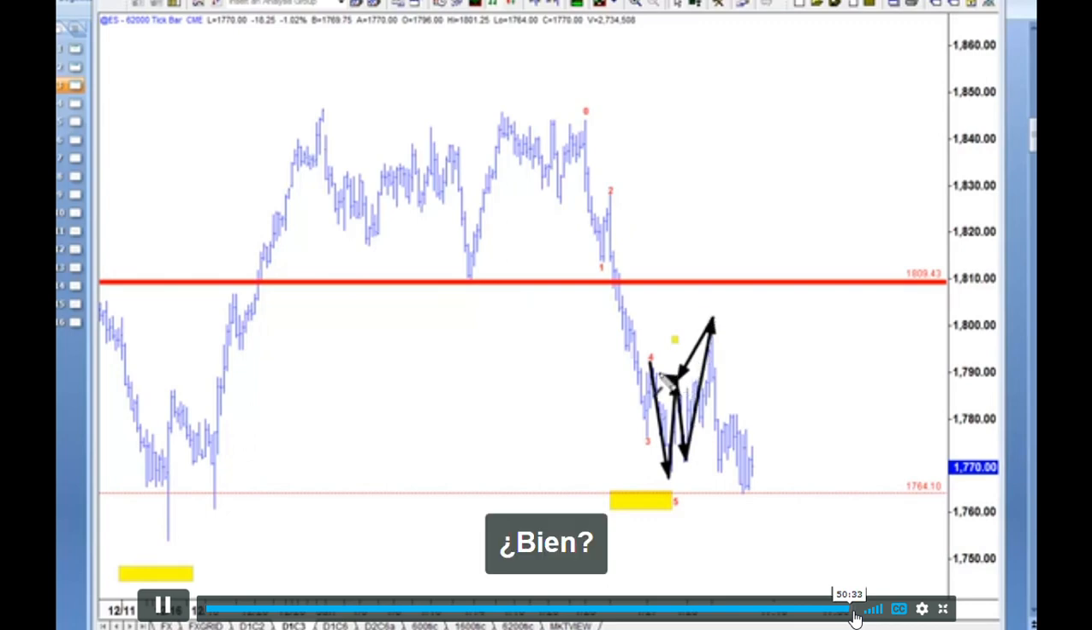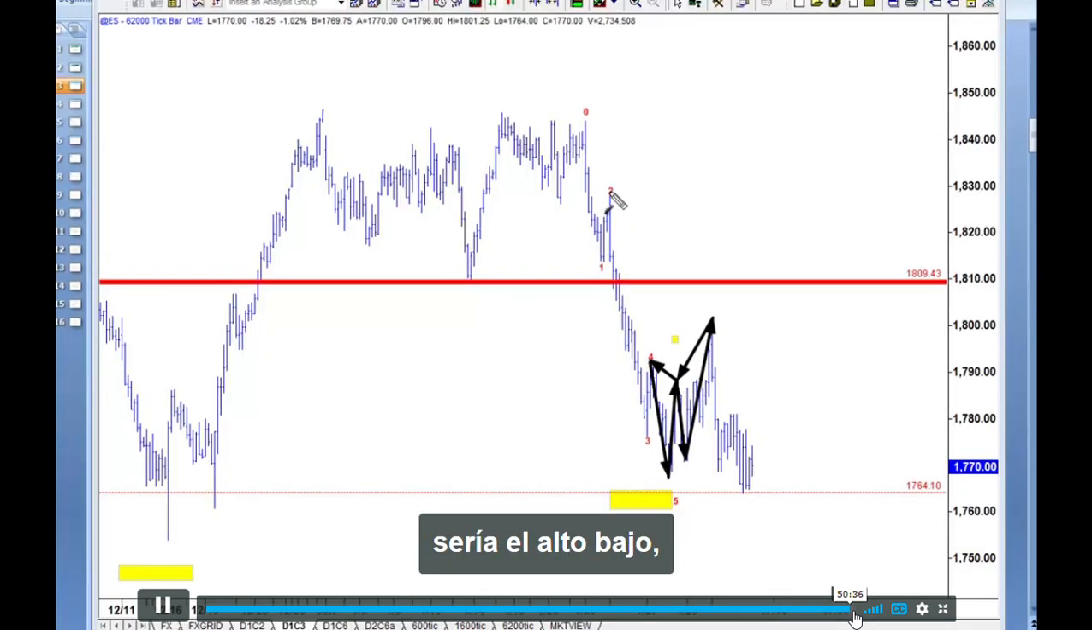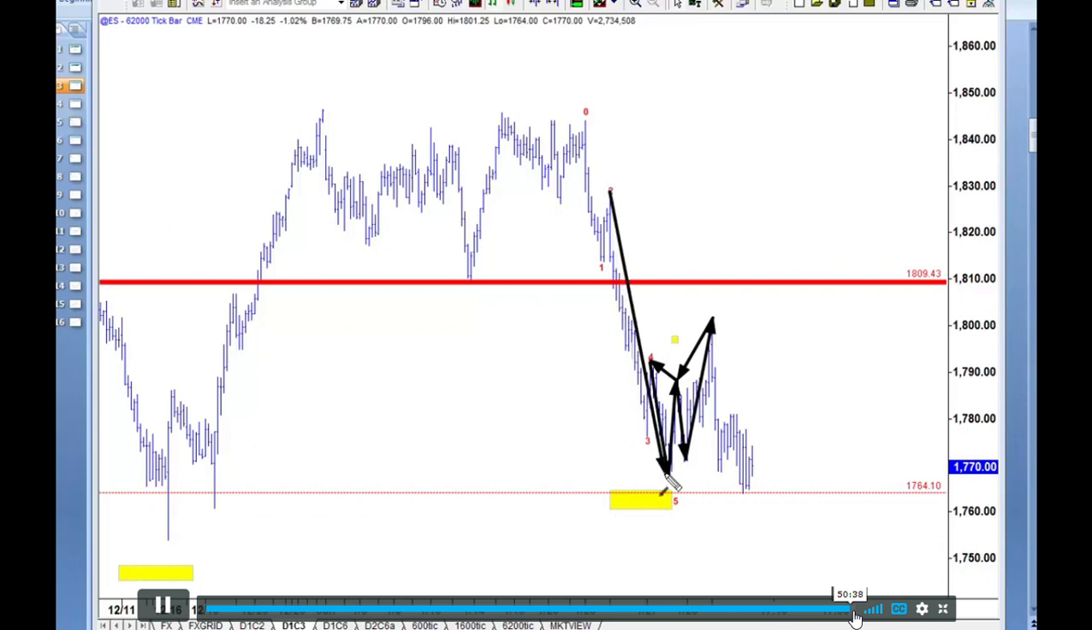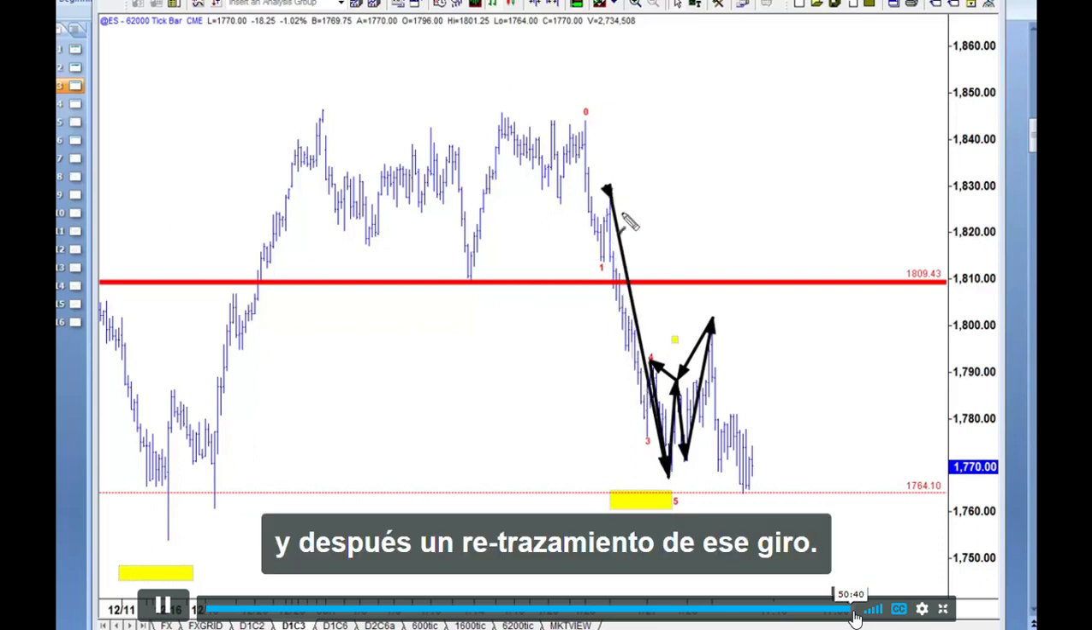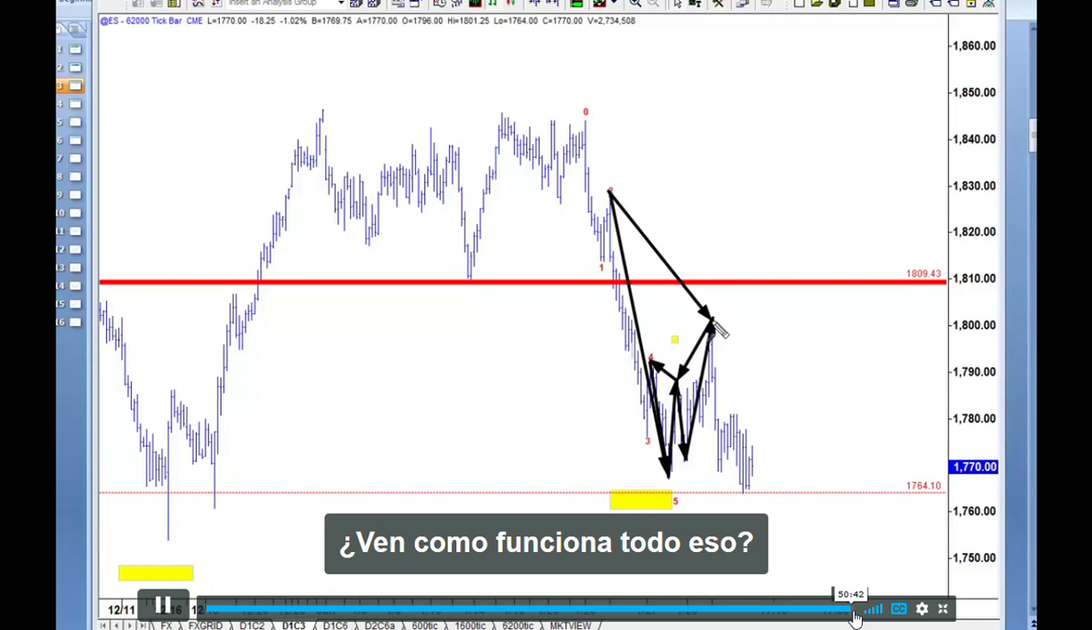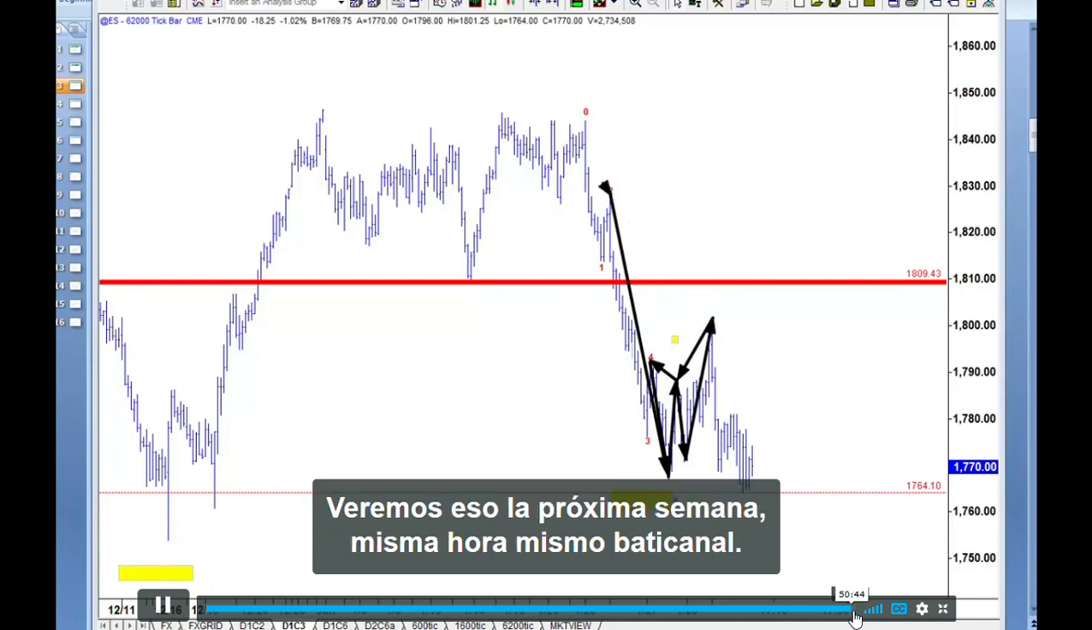All right, and the other one you would be looking at would be the high down and then a retracement of that swing. You see how that all works? We'll get into this next week.